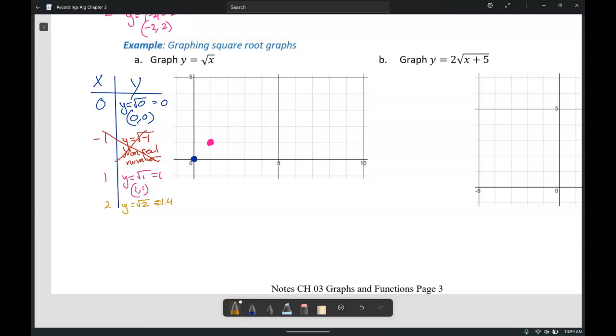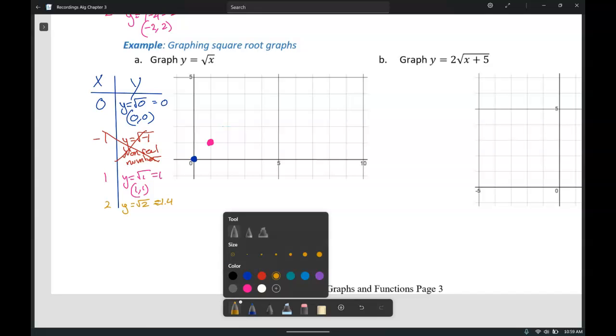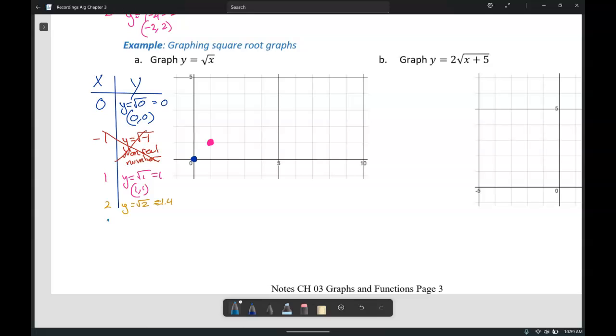So let's think about, well, what number can I take the square root of? Well, I could take the square root of 4. So y equals the square root of 4, which is 2. So now we have the ordered pair 4, 2, which plots here. And we could keep going. Let's think of the next number we can take the square root of. That's going to be 9. Y equals the square root of 9, which equals 3. So we have the ordered pair 9, 3, which is this point over here.